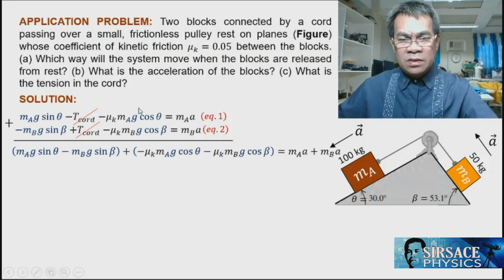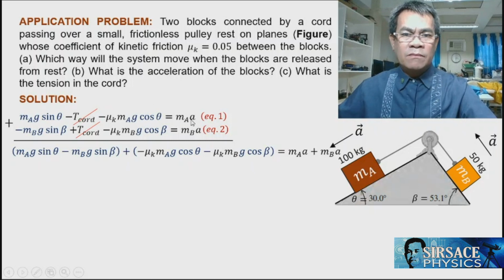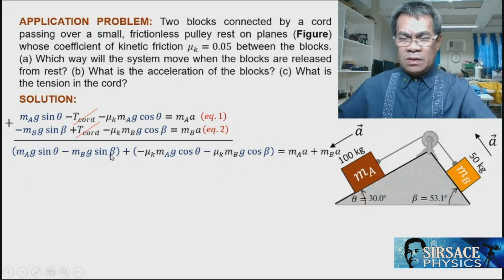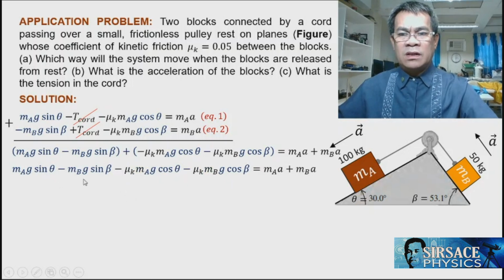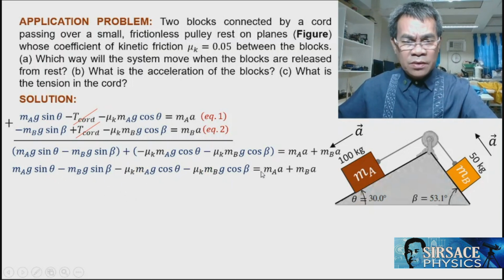Then this is equivalent to the mass A times acceleration plus the mass B times acceleration. These accelerations are the same, so we can remove the grouping symbol. Then after that, look at the result. We have only one unknown, and this is common, a.